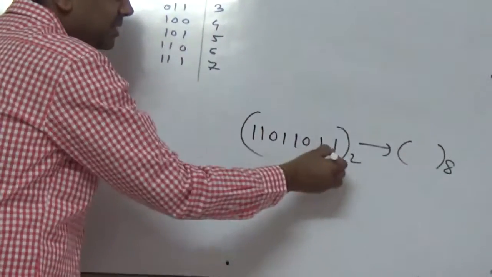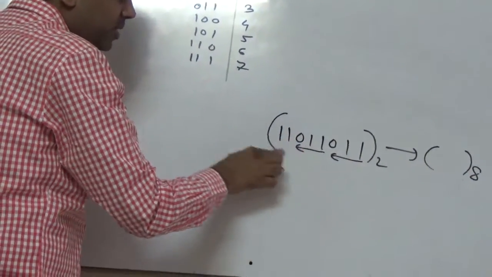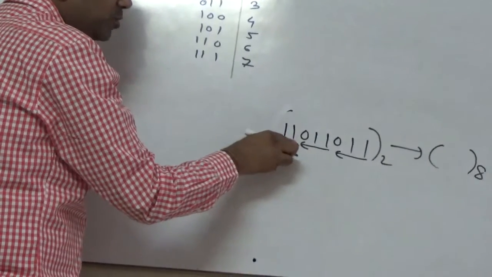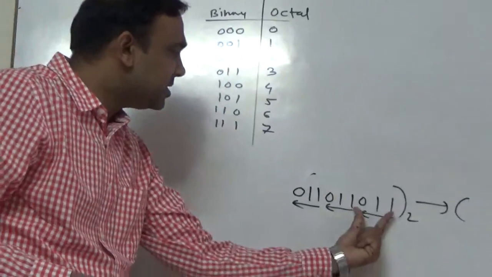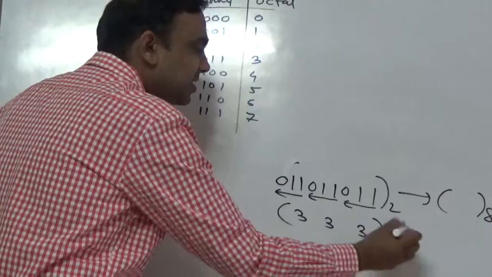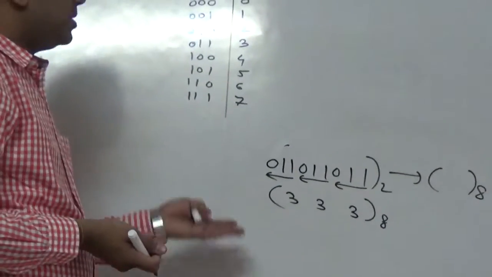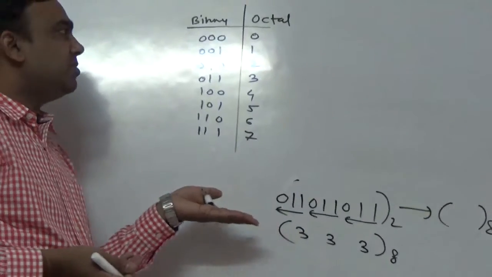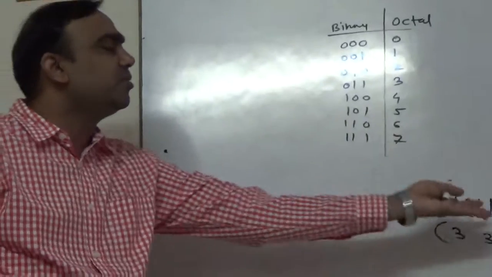Now suppose I have a binary number like this and I want the corresponding octal. What will I do? I will just make groups of 3 bits from this side. Now look at this last one. It is only 2 bits. I can add additional zeros. That will not change the value. What is this? It is 3. So finally it is 333 in octal. Very similar way. Actually what we had done in case of hexadecimal was a group of 4 bits. What is done here is a group of 3 bits. Nothing else.